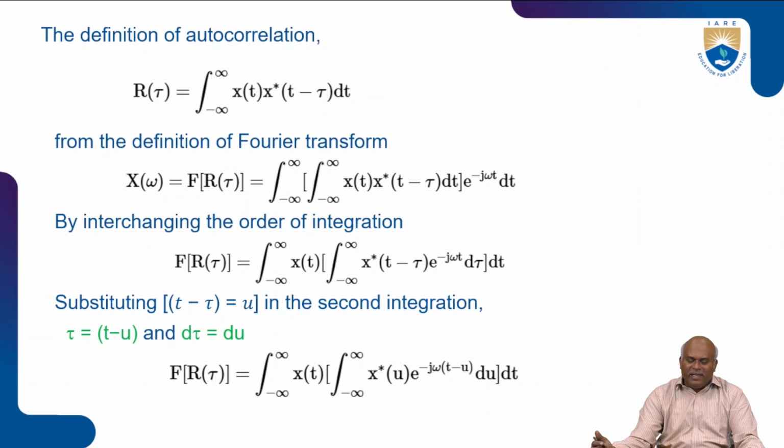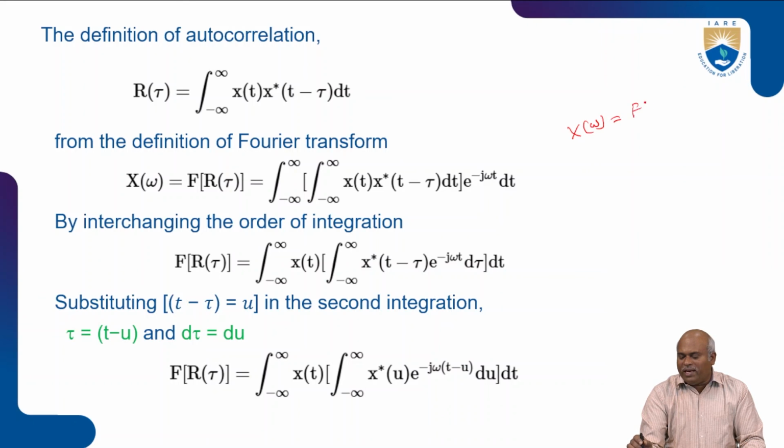We know the autocorrelation function is represented as a convolution sum for a continuous-time signal in the case of complex values. Now r of tau is equal to the integration from minus infinity to plus infinity of x of t x star of t minus tau d tau. From the definition of the Fourier transform, x of omega is equal to the Fourier transform of r of tau. I write: x of omega equals the Fourier transform of r of tau.